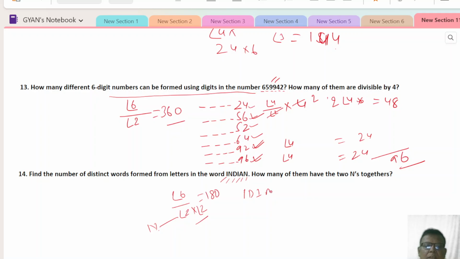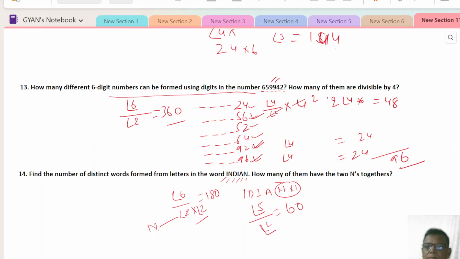Now I, D, I, A and N, N. This has to be together, so make it one entity. One entity, that means factorial 5, and factorial 2 is there. So that is divided by factorial 2. So this is equal to 60.